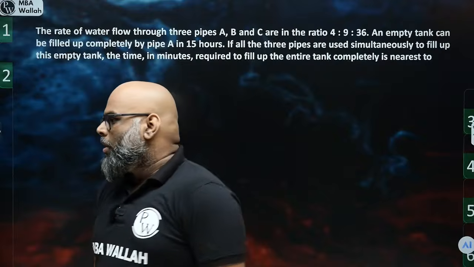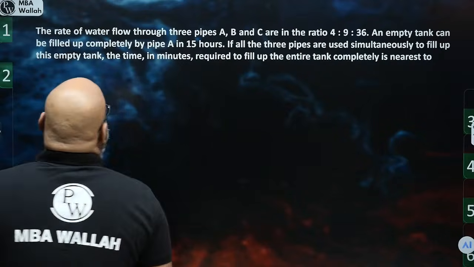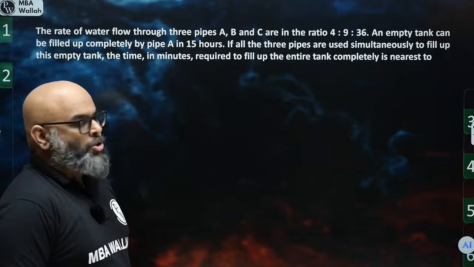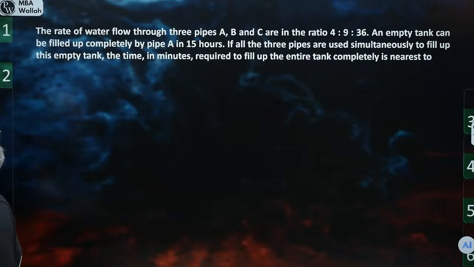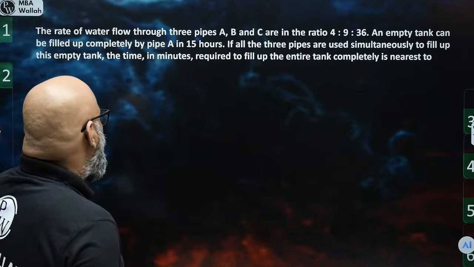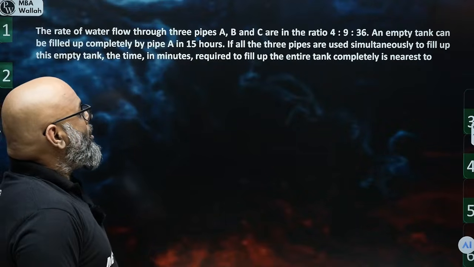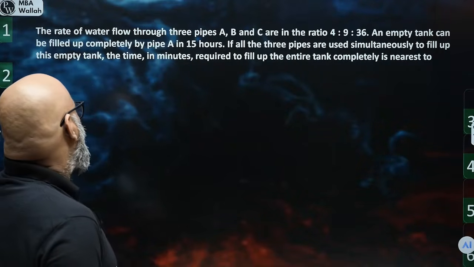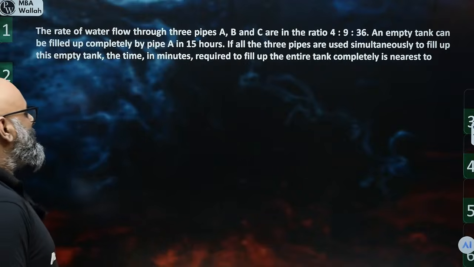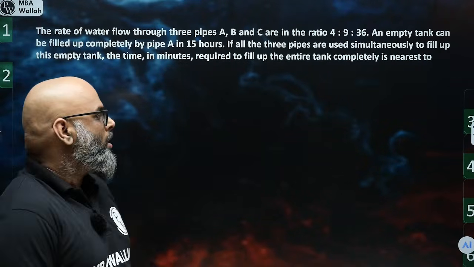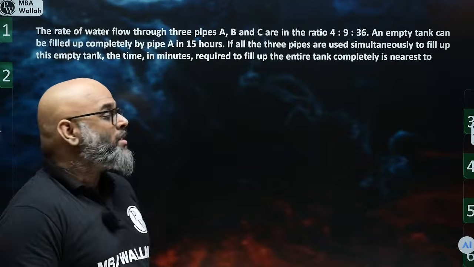Right. Look at this question. The rate of water flow through three pipes A, B and C are in the ratio 4:9:36. An empty tank can be filled up completely by pipe A in 15 hours. If all three pipes are used simultaneously to fill up this tank, then the time in minutes required to fill up the entire tank completely is nearest to what? They are asking it in minutes.